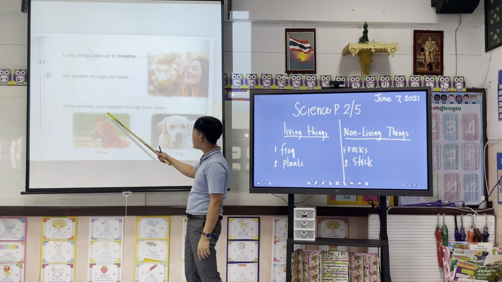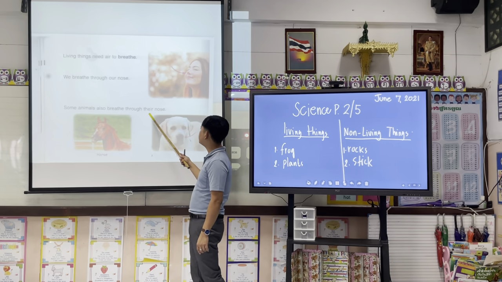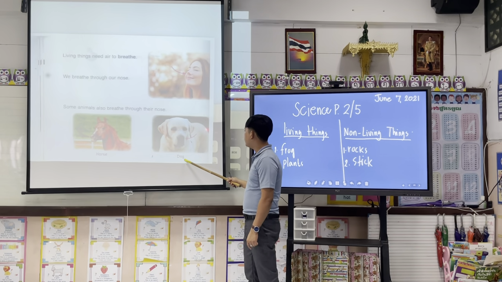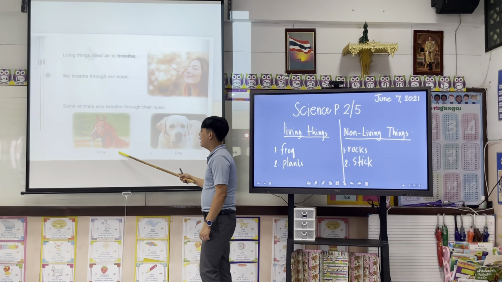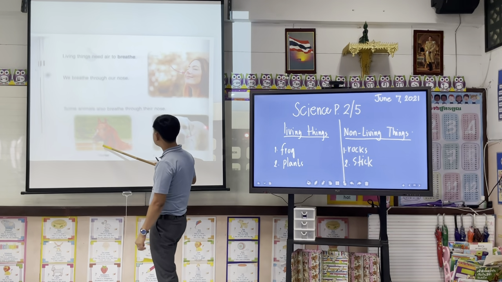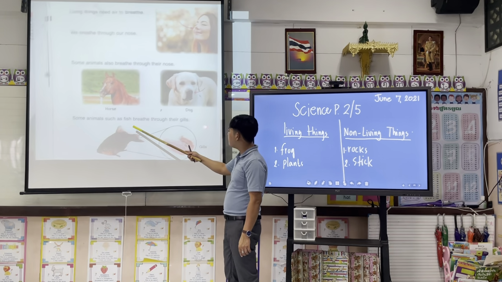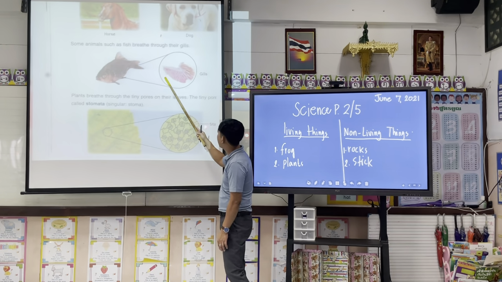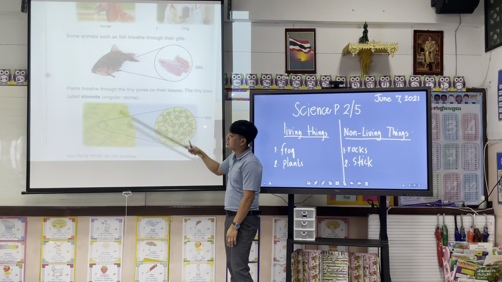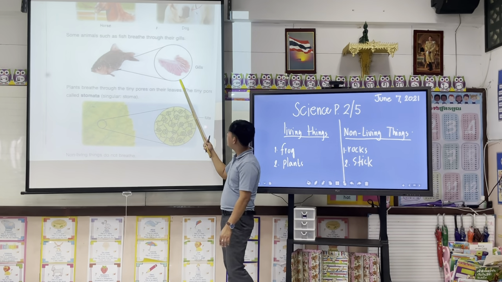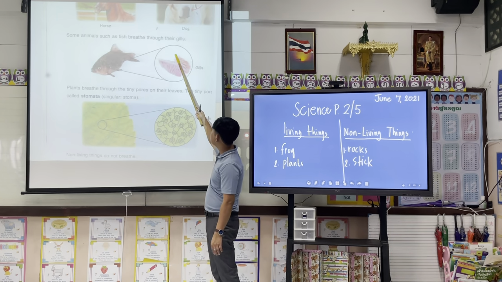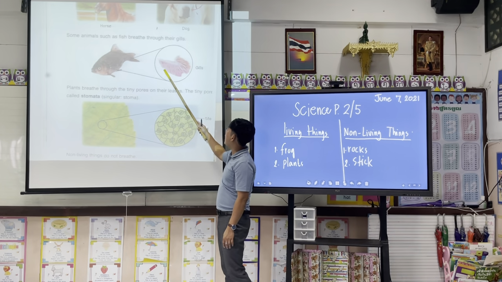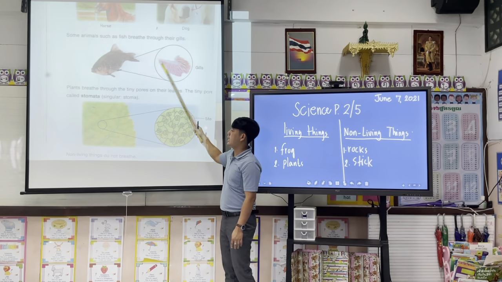Some animals also breathe through their nose, like horses and dogs. Some animals, such as fish, breathe through their gills. What are gills? Why can fish breathe underwater? Because they have gills. They use them to breathe under water.